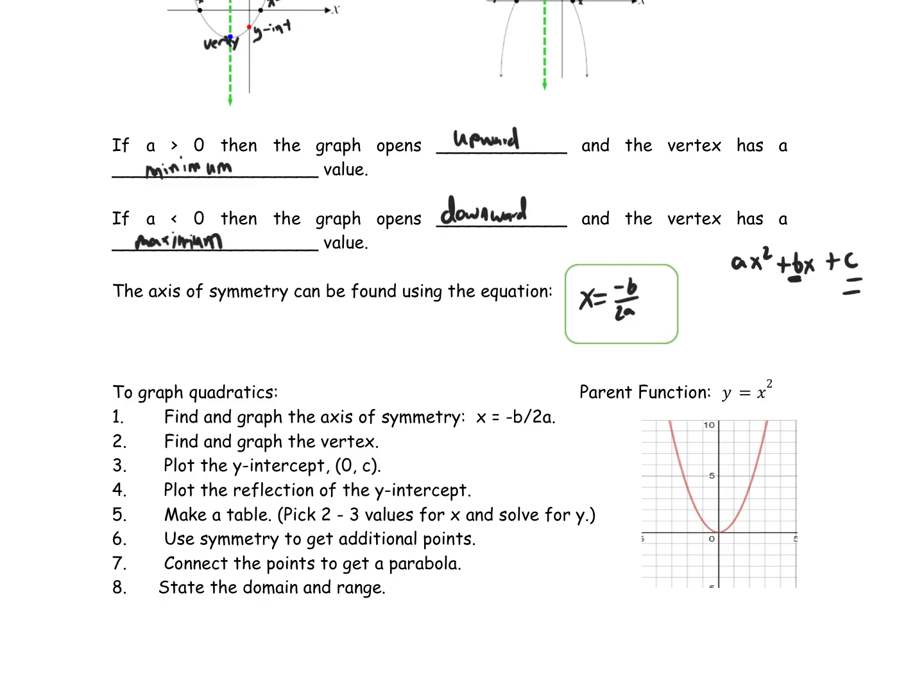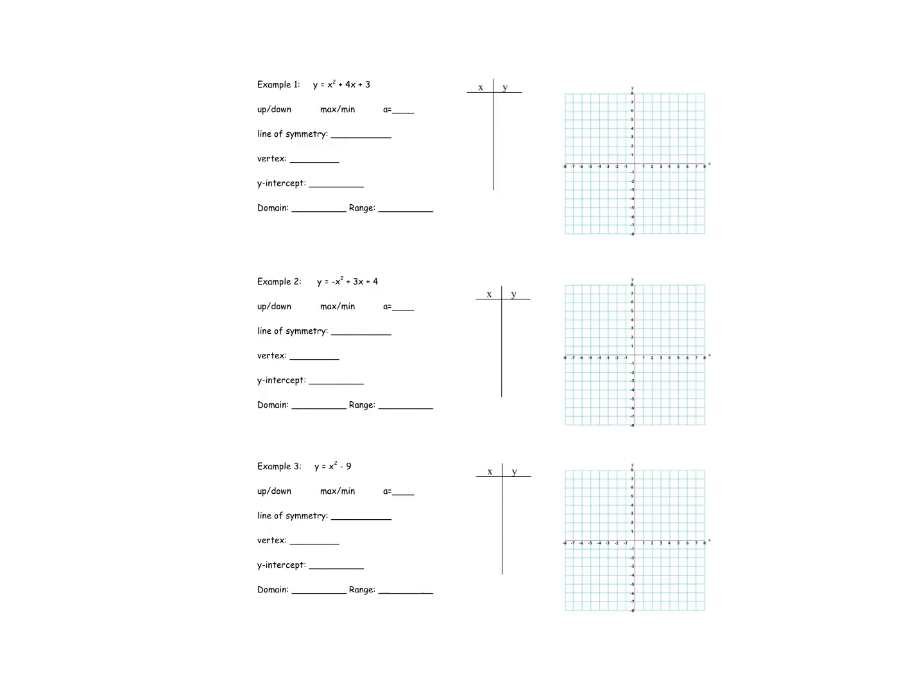And you only have to do one side because of the mirror effect with the axis of symmetry. So we can just reflect across that axis to get additional points. Then we just connect the points to get a parabola. And then we want to state the domain and the range lastly.